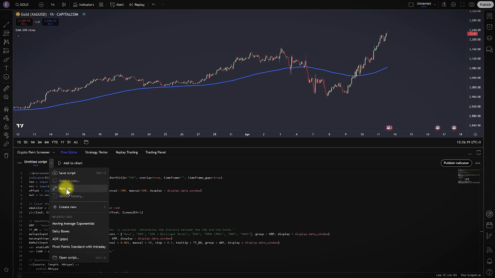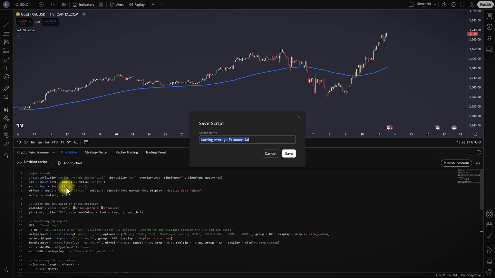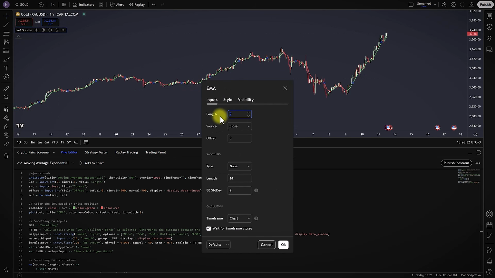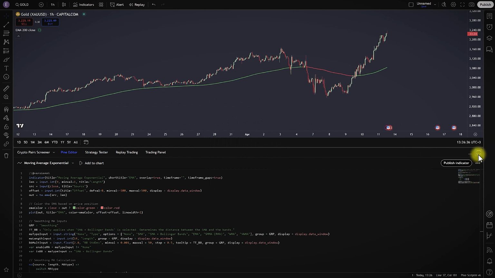Next, you press Add to Chart to see your creation in action. If there are no errors, your indicator will appear on your chart. If there are errors, and you will encounter them, just copy them or make a print screen and ask the assistant to fix the errors and rewrite the entire code again.